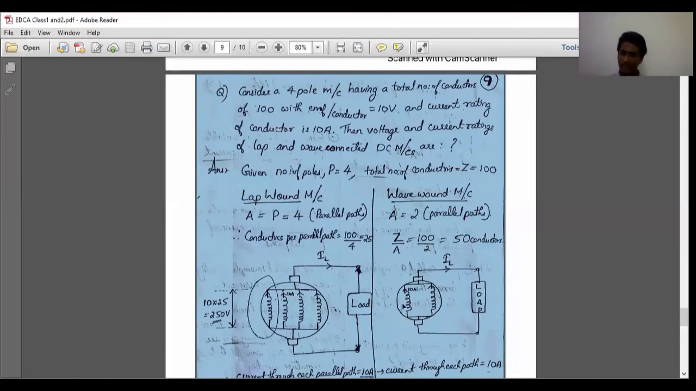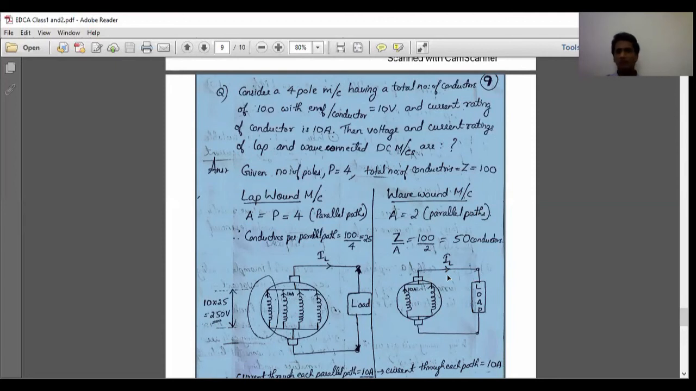Then 50 conductors are in series, so only 10 ampere will be flowing through this branch, and similarly in this branch or this parallel path also 10 ampere. Total of 20 ampere will be flowing to the load, that is IL will be 20 ampere by KCL. You need not go for KCL, it's very simple. From the figure itself it is clear that 10 ampere is coming from here, 10 ampere is coming from here. At this junction they combine together and go to the load, then that will be 10 plus 10 is equal to 20. IL is clear.